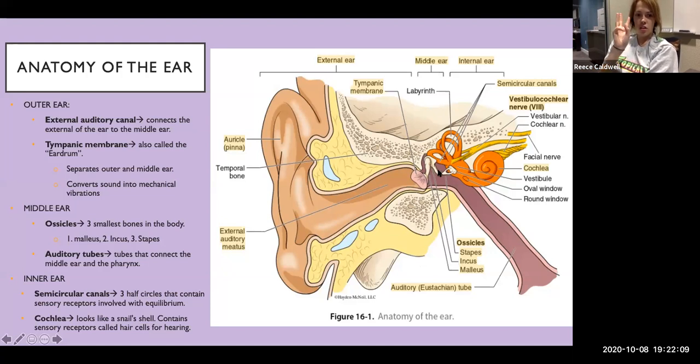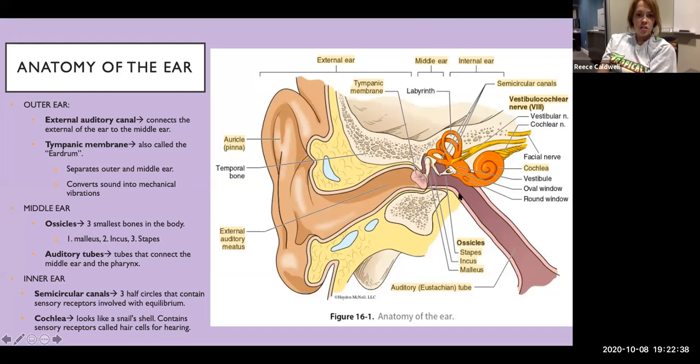The ossicles are the 3 smallest bones in the body. I want you to know that. The ossicles are the 3 smallest bones in the body. I'm not going to have you know which is which or the name of the 3. We have the malleus, the incus, and the stapes. I'm not going to have you know them, but I do want you to know that there are 3 ossicles, and they are the smallest bones of the body.